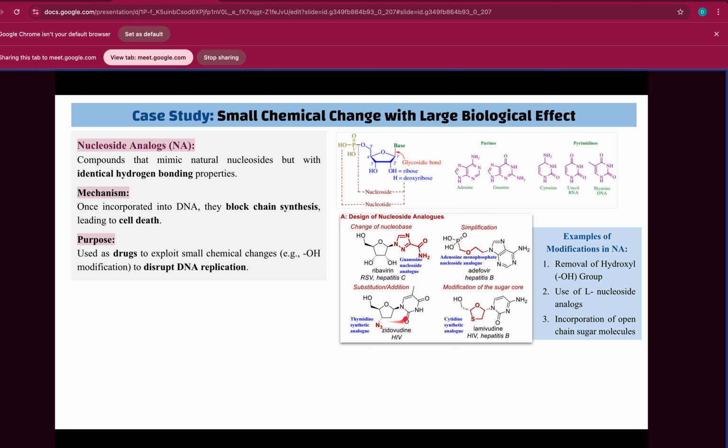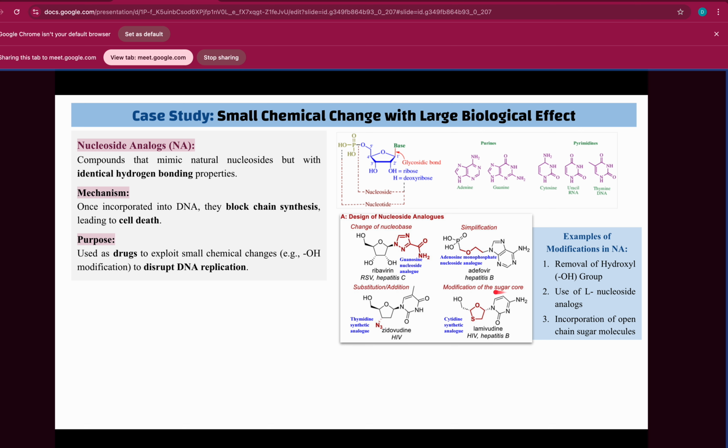These are simply the sugar moiety and the nitrogenous base, but there are certain changes which give rise to these nucleoside analogues. Similarly, in this case we have a trinitrogen attached to this sugar moiety. This is the thymidine synthetic analog. These two analogues represented at the bottom are synthetic analogues, whereas the upper ones are natural analogues, which are naturally found in certain organisms. These two are nucleoside analogues which are synthesized in the lab.